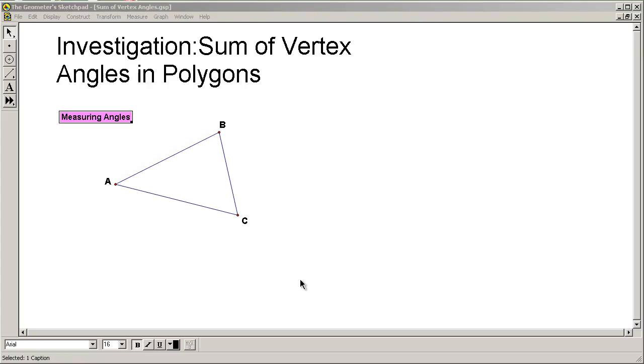We're going to be investigating the sum of vertex angles in polygons, and where we're going to start is by measuring the angles in a triangle. Now, measuring angles in Sketchpad is easy.